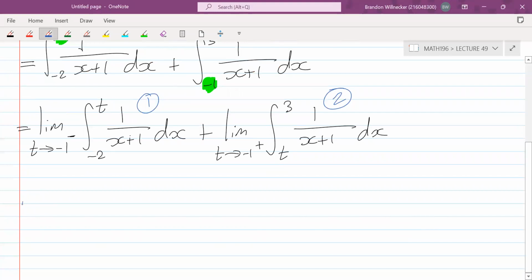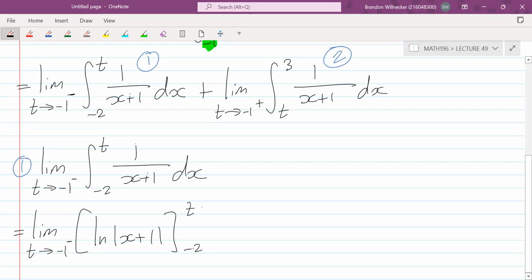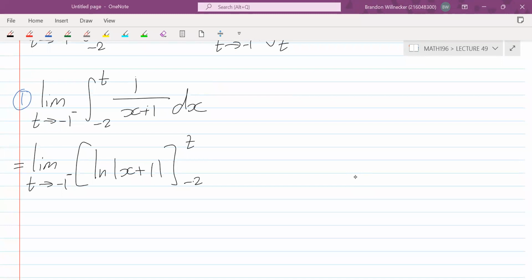Okay, so if we try and do number 1, we're going to get the limit as t approaches -1 from the negative side, integral from -2 to t, 1 over x plus 1 dx. Okay, so the integral of 1 over x plus 1 is going to be the natural log of x plus 1, and we're going from -2 to t. Okay, so again, I'm not even looking at the limits. We're just working on the integral.